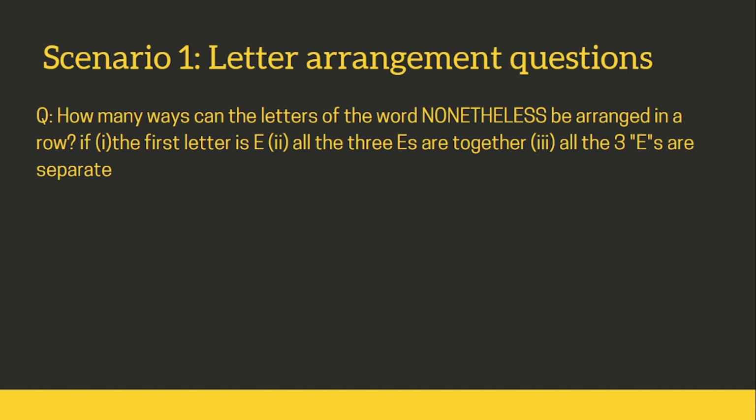So the first question is, how many ways can the letters of the word "nonetheless" be arranged in a row if, part 1, the first letter is E, part 2, all the E's are together, part 3, all the 3 E's are separate. Actually, you realize that after you do part 1, you can kind of do part 2 and part 3 also. Actually, part 2 and part 3 are in a way opposite of each other.